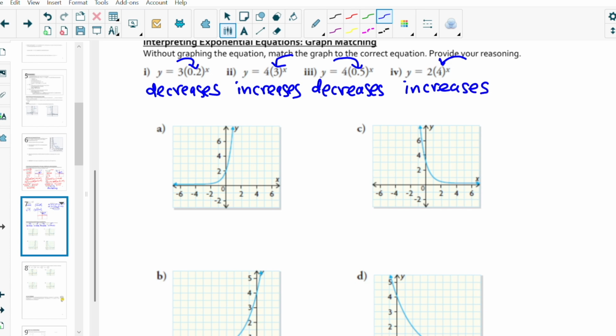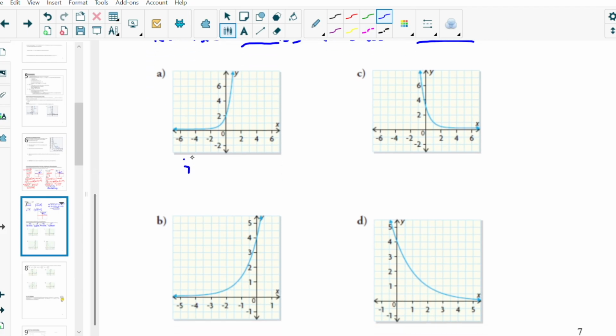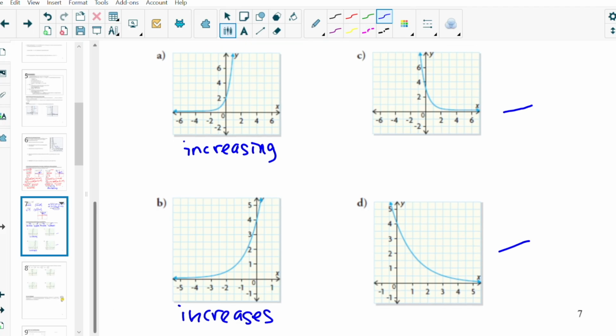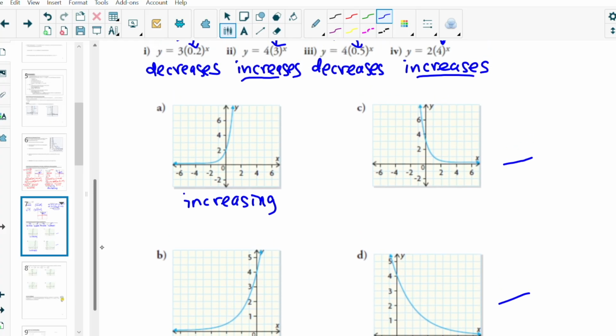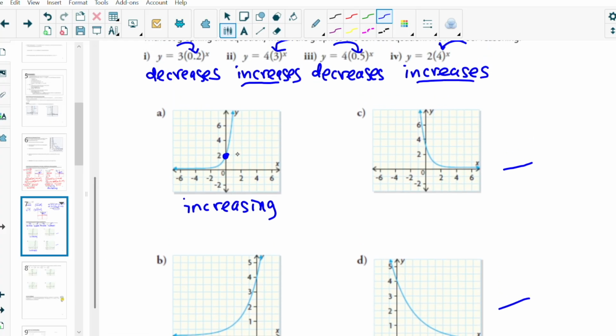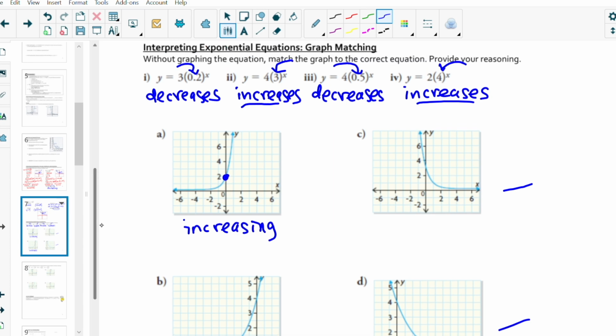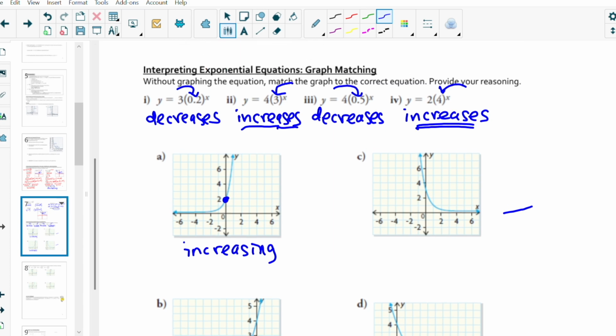We're using some of the skills and examples that we saw before to help us answer this question. So I'm going to start with the increasing ones first. Where are my two increasing ones? Right here and right here. So now we've cut our possible choices in half. These two are decreasing. We'll get to those. Let's look at that y-intercept. That's a y-intercept of 2. Which one of these increasing functions has a y-intercept of 2?